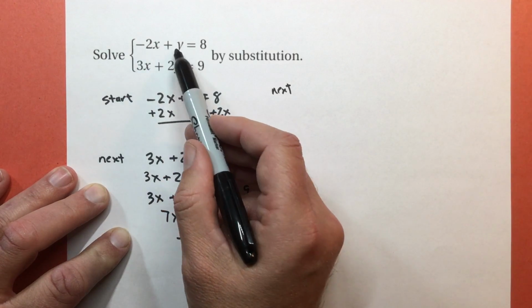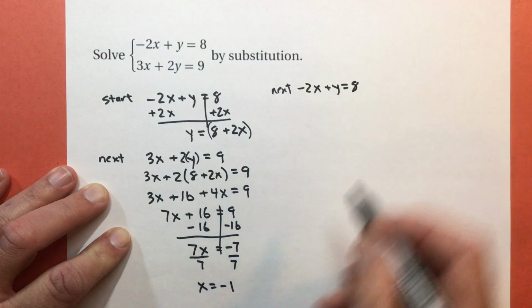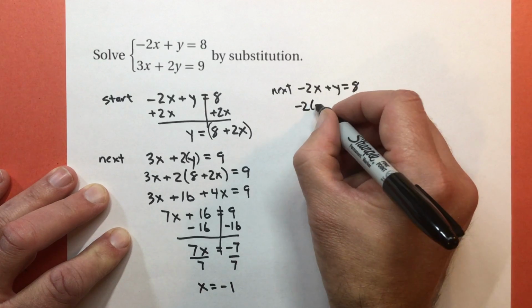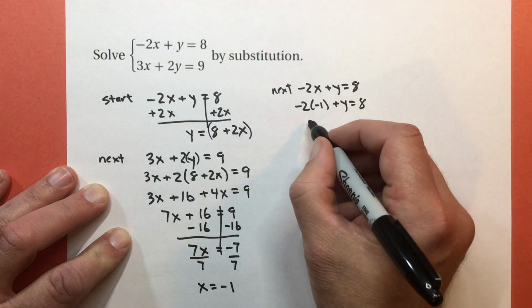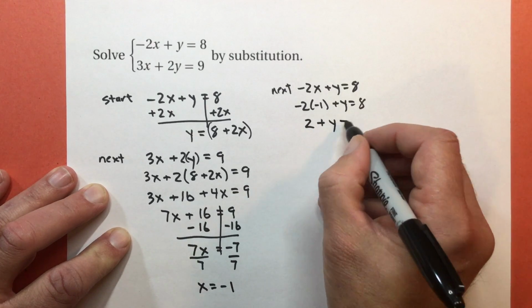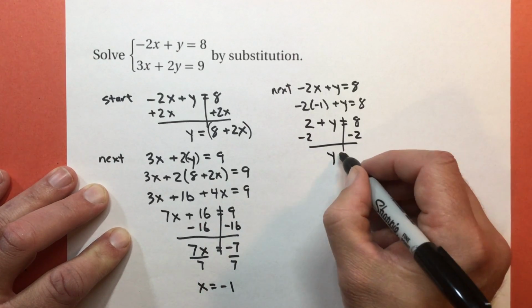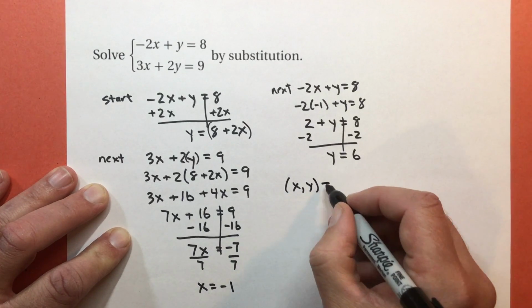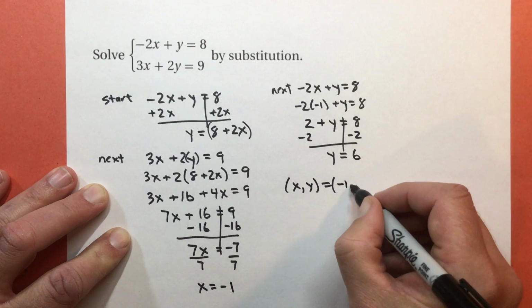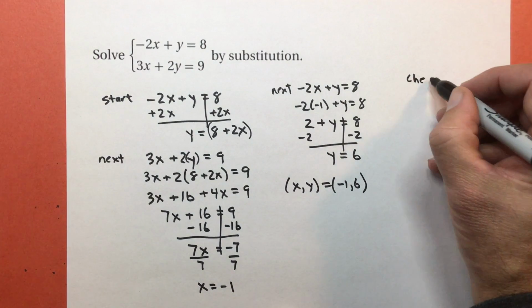So I got -2x plus y equals 8. And my x is -1. So -2 times -1 plus y equals 8. -2 times -1 is +2. And I'm going to add -2 to get the y isolated, and y equals 6. So my pair, my x is -1, and my y is 6. I'm not sure if that's the correct answer, so I'm going to do my check.